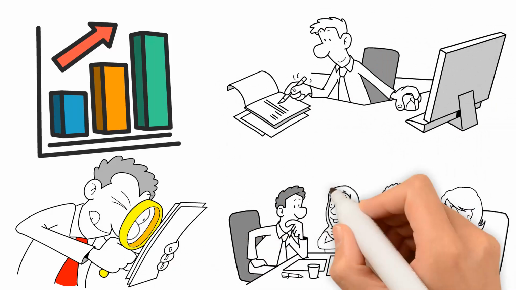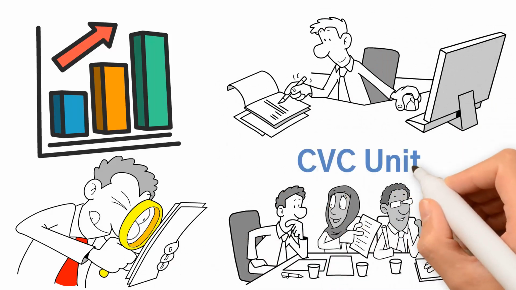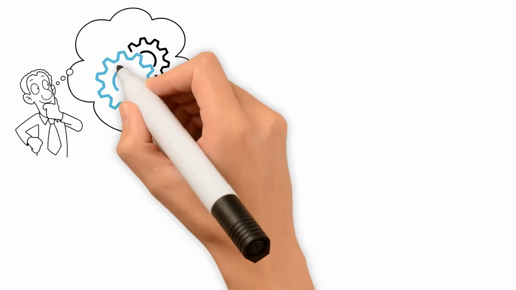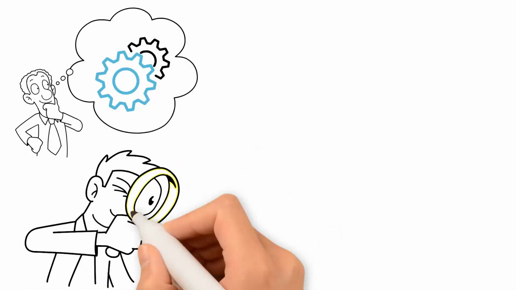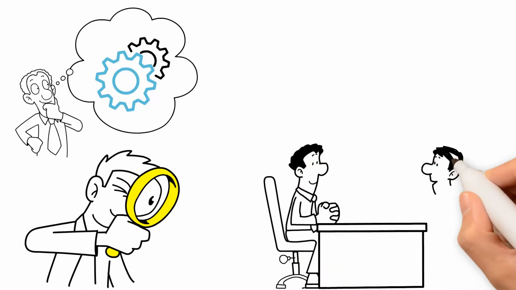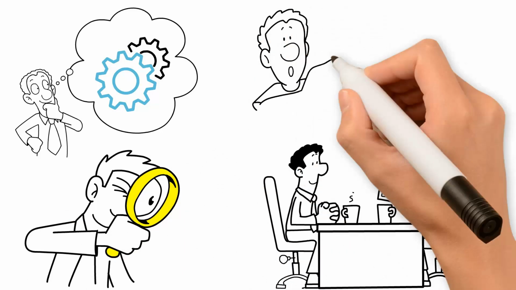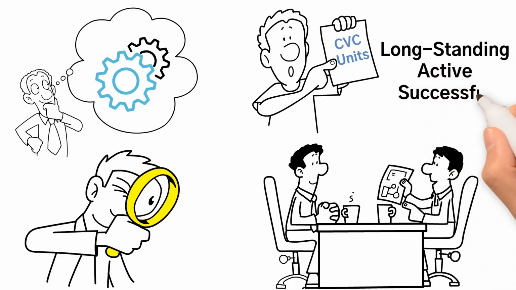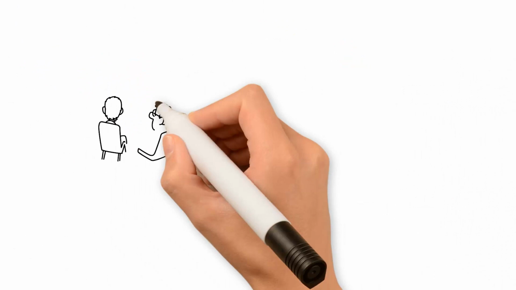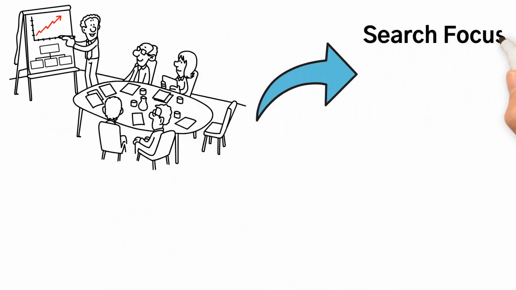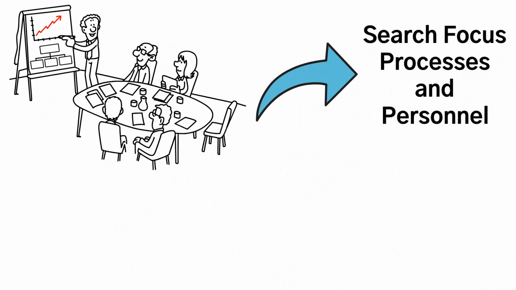We spent the last year investigating CVC units and found that not all CVCs operate the same way. In fact, our research began with a close-up observation of one CVC unit of a multinational corporation. We were puzzled to observe that a long-standing, active, and successful CVC unit had recently pivoted its primary operating model, including its search focus, processes, and personnel.